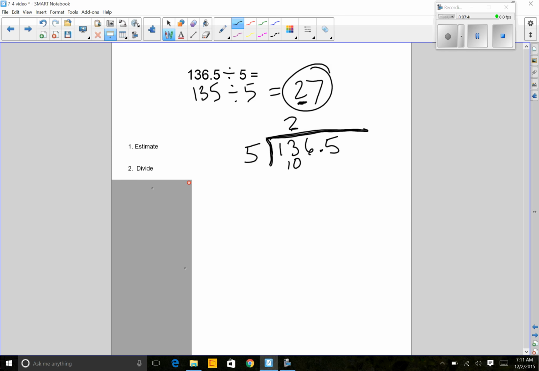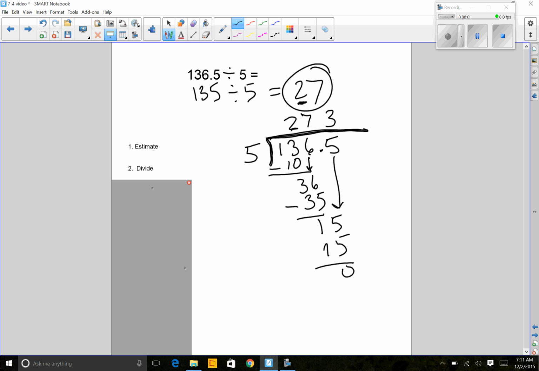Then 10 minus 13 minus 10 is 3. 3 is lower than 5, so I'm okay. I'm going to bring down the next number, which is a 6. And 5 goes into 36 7 times. 7 times 5 is 35. Minus, 1. 1 is lower than 5, so I know I'm okay. Now I'm going to bring down the 5. 15. And 5 goes into 15 3 times.